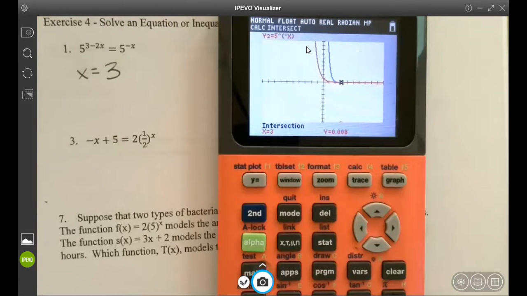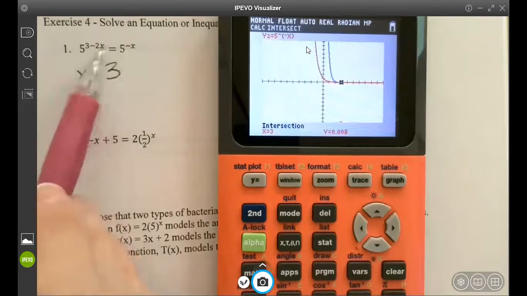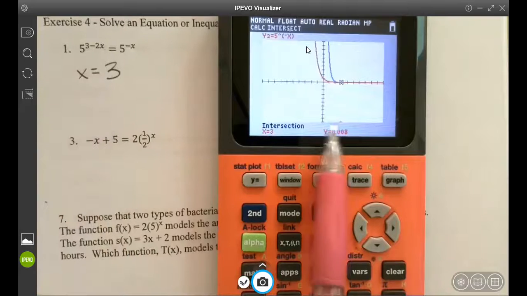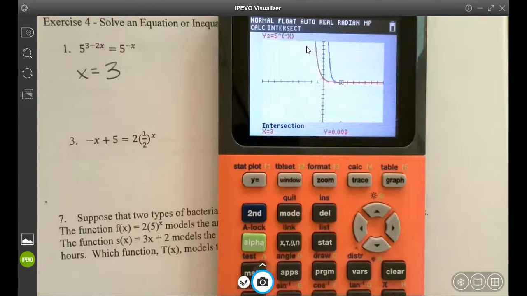That's literally all you do. Okay, you just got to make sure you can see that intersection. And remember, we're only looking for X because that's all we have in the problem is an X. So don't worry about the Y. It doesn't mean anything. Just the X is what you want.